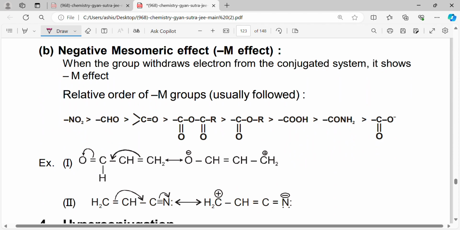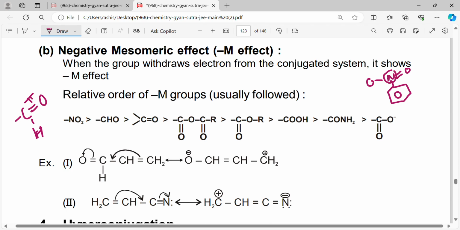Minus M effect is basically an electron withdrawing effect through resonance. So you have to remember a trick for which groups show minus M effect. Any group in which the key atom is directly connected with an electronegative atom through a pi bond will show minus M effect. Now what is the key atom? The key atom is the main atom, the first atom, which is directly attached to the conjugated system.